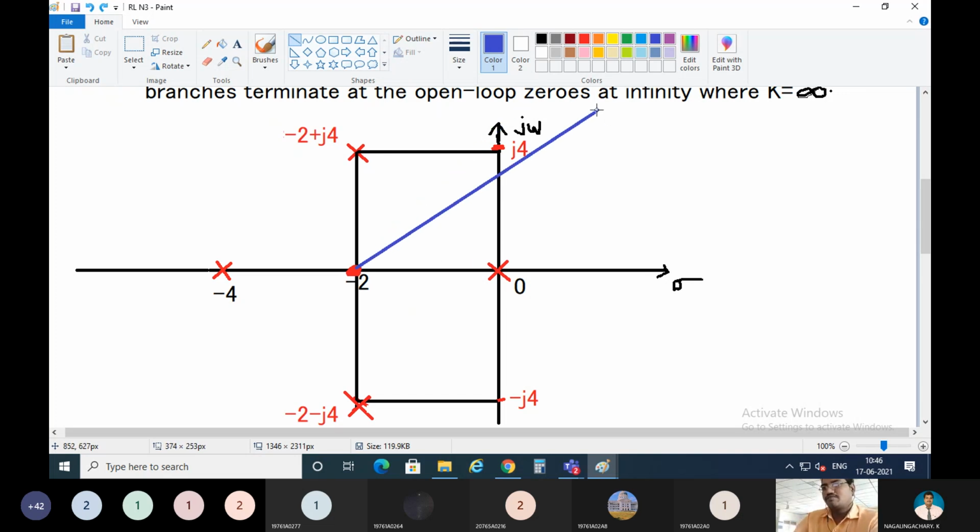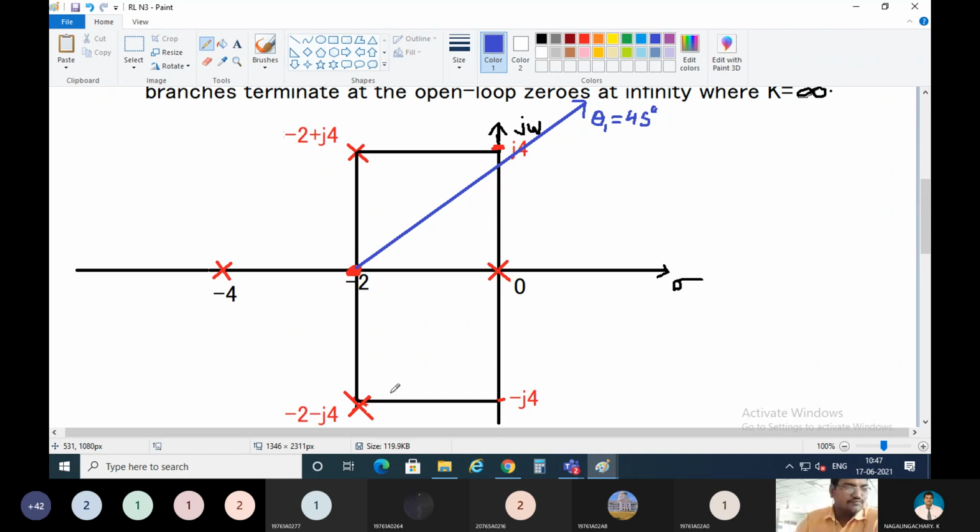This is theta 1. Like this you should draw. Theta 1 equal to 45 degrees. Next, how much is the next one?